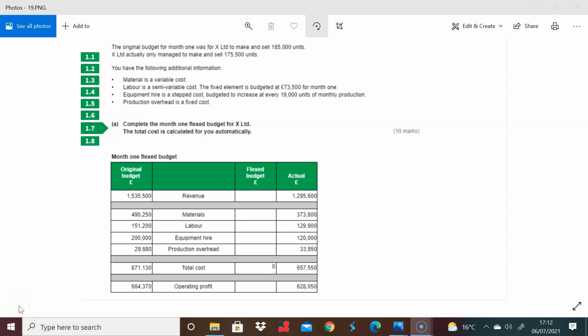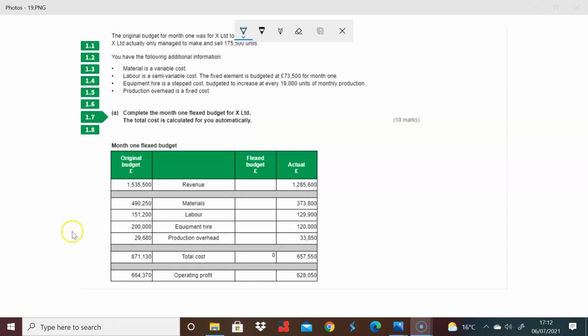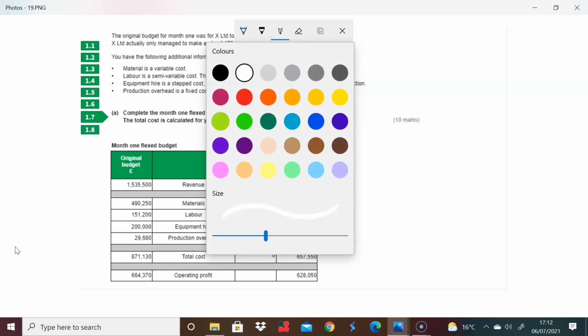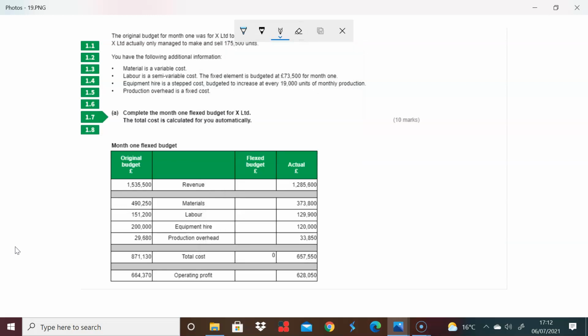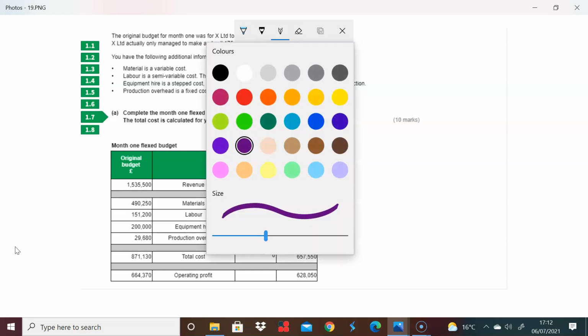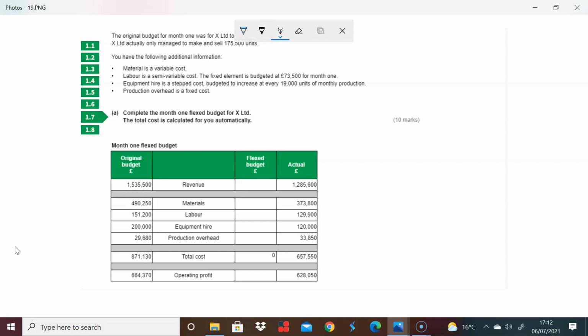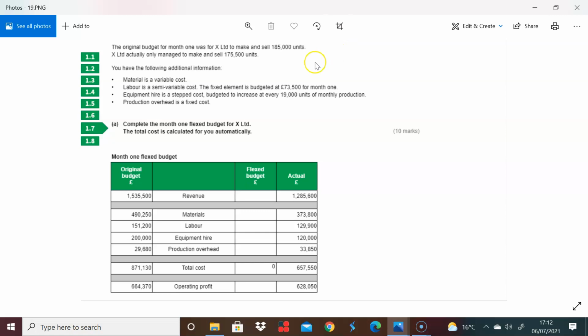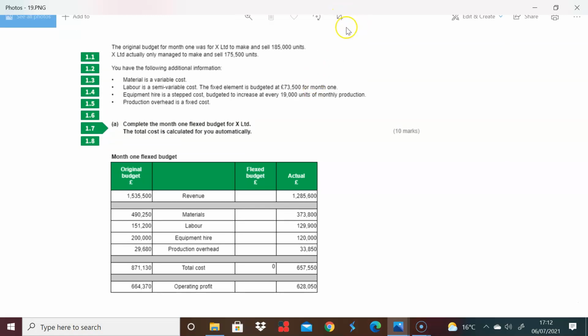Okay, right. So this task 1.7 is slightly similar to something we have done earlier. I feel like I've seen something that looks like this. We were flexing budgets earlier in the assessment. So let's go here. It says you have this original budget for 185.